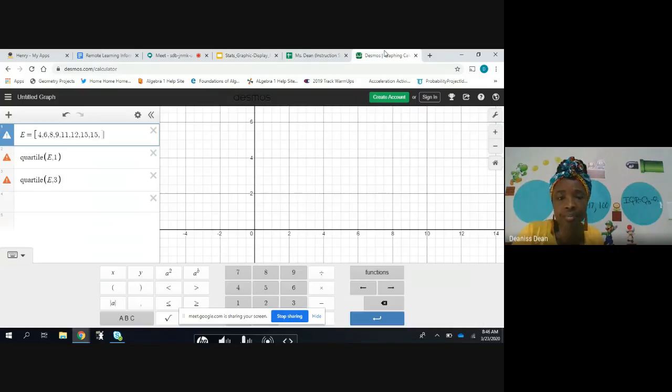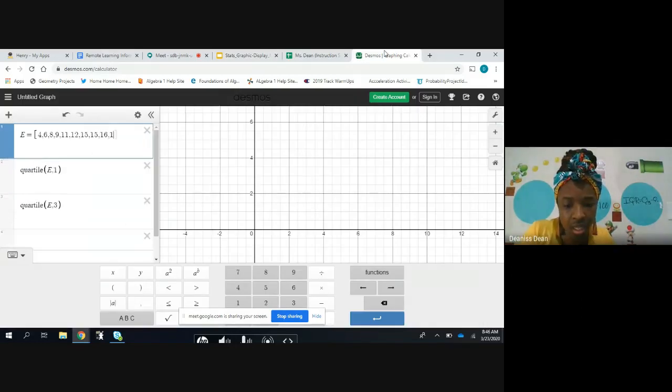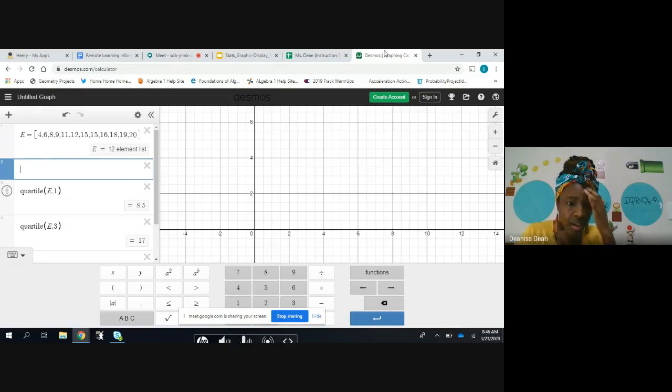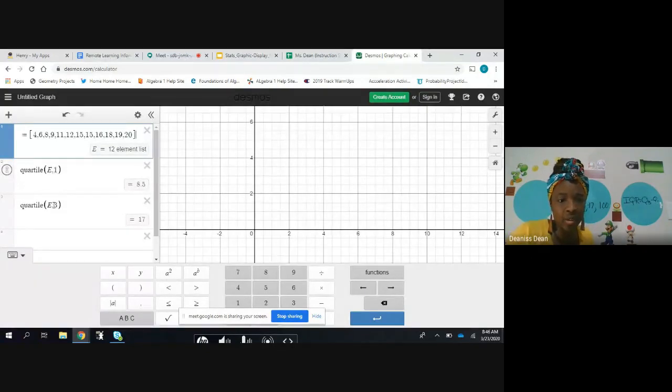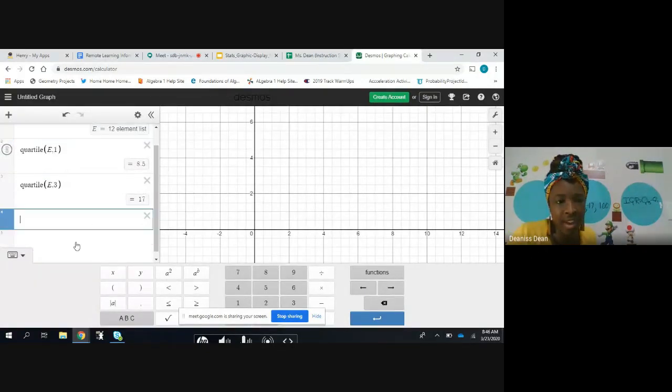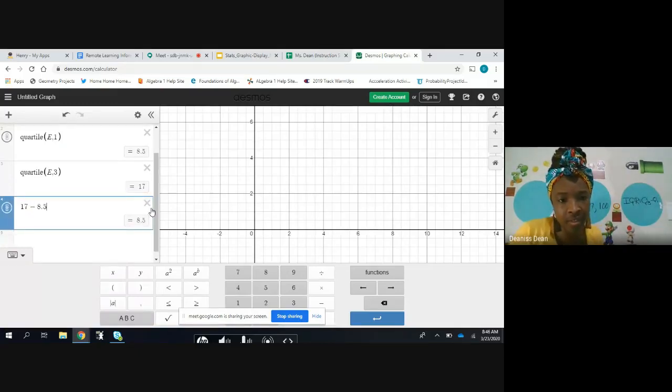16, 18, 19, 20. Okay. So that's my list of numbers. All right. And I have quartile 1 and I have quartile 3. And if I want to find their value, I'm just going to do Q3, which is 17, subtract Q1, which is 8.5. And I find out that the interquartile range is going to be 8.5.